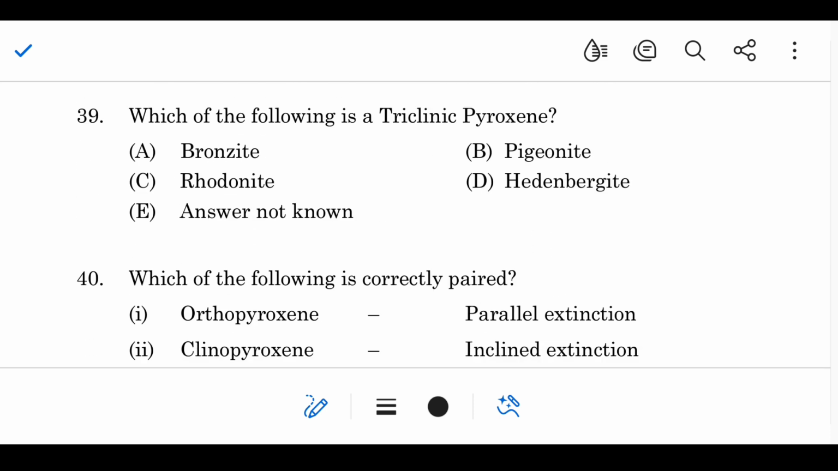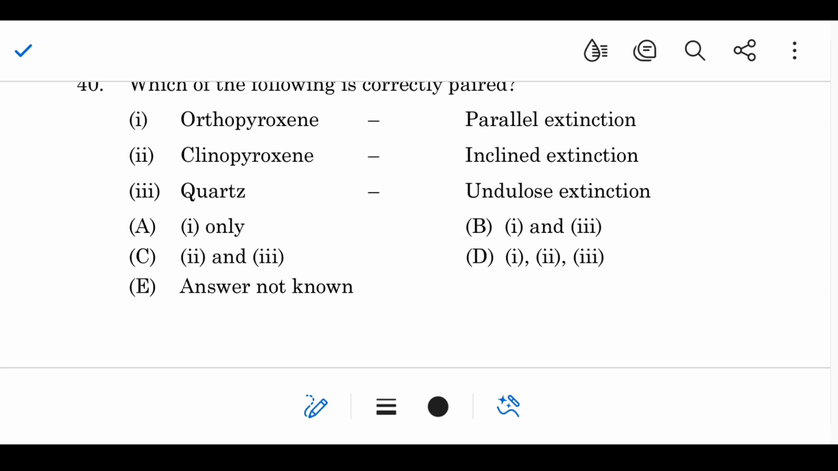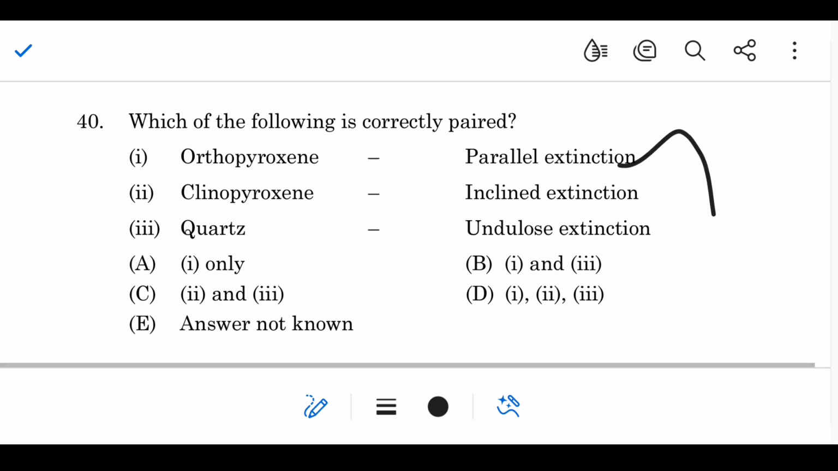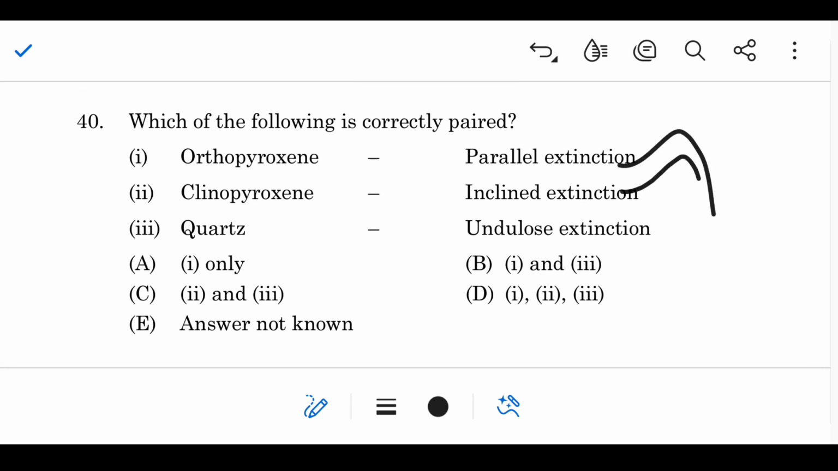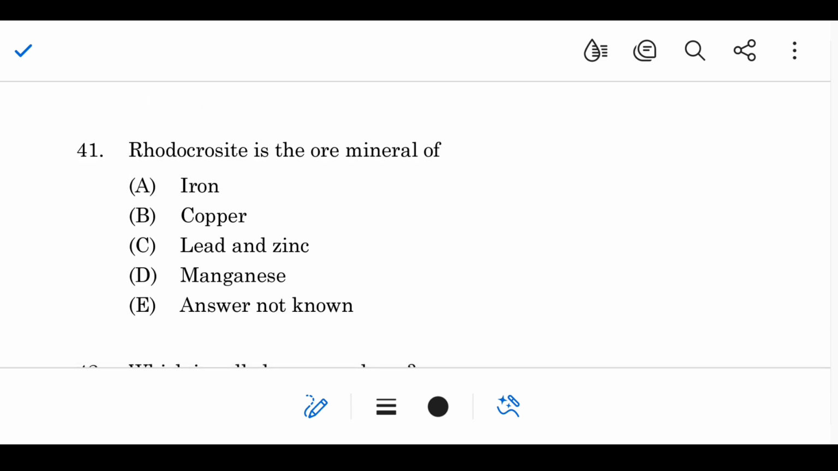Which of the following is a triclinic pyroxene? Bronzite, hedenbergite, and rhodonite. Rhodonite is a triclinic pyroxene. Which of the following is correctly paired? Orthopyroxene has parallel extinction. Clinopyroxene has inclined extinction. Quartz has undulose extinction. So 1, 2, 3 are all correct. Rhodochrosite is the ore mineral of manganese.